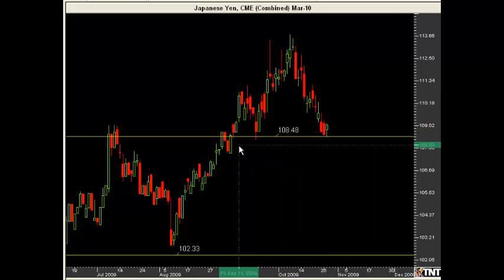Remember, we're not interested in selling short because we tried to do that back here and the market told us, no, I don't want to go lower, I want to go higher. So now we're back to old resistance, now support, so now we look to buy.